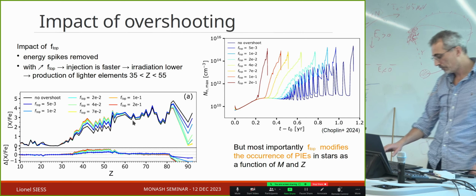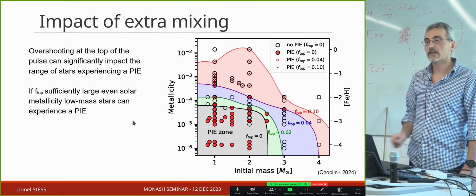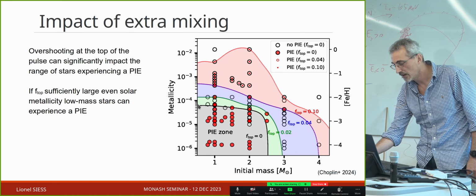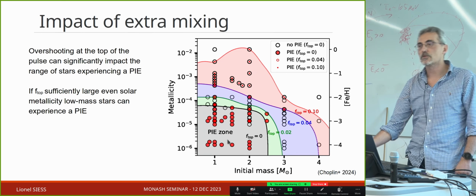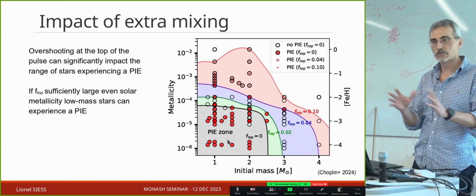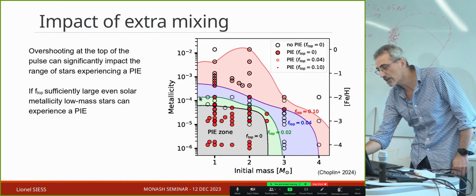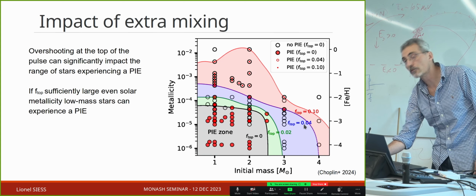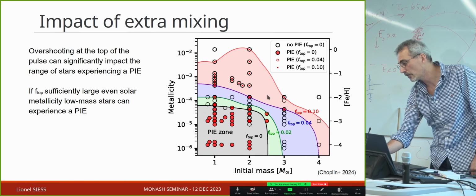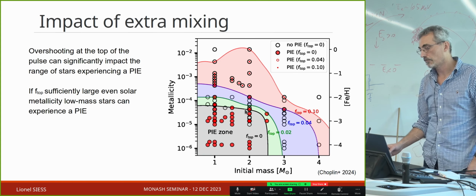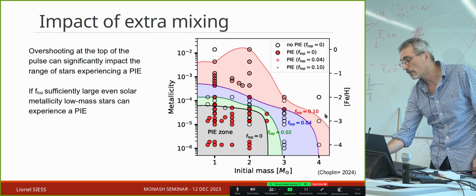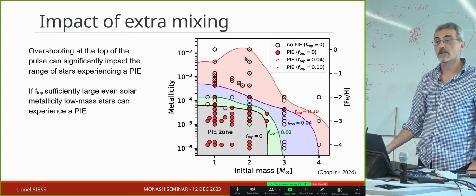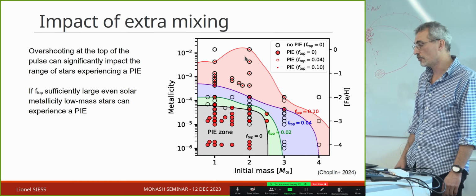But most importantly, it changes where these proton events happen. So this is the same plot as before. This is the initial mass. This is the metallicity. The gray area was typically what I showed you before, so what we had without mixing. And now if we start including mixing with a small value of f-top, we get the green area. Then if we increase again the mixing at the top of the pulse, we enlarge that region. And for very large values of overshooting at the top of the pulse, we see that even at solar metallicity, we can induce some proton injection events.